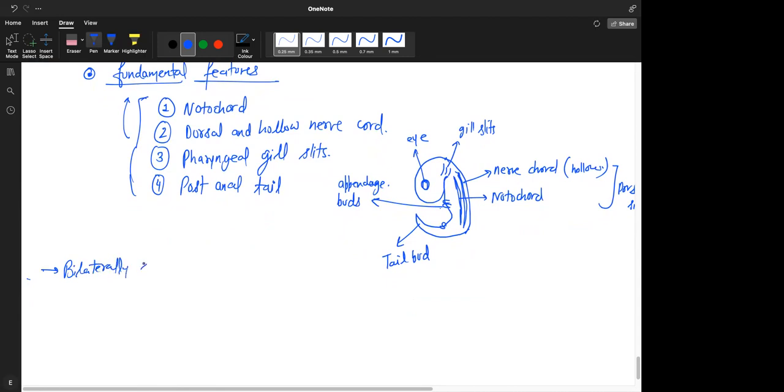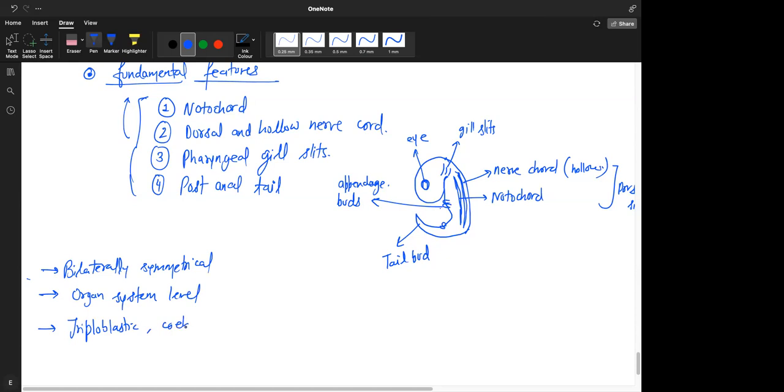Bilaterally symmetrical. Makes sense. Okay, let's talk about their level of organization. Coelomate with organ system level of organization. Coelomate, which means a true body cavity will be there. They will be coelomates and triploblastic, right? Of course.